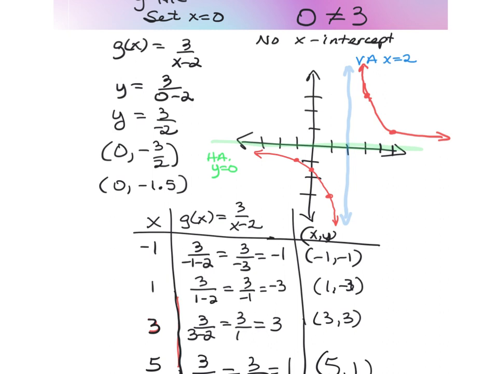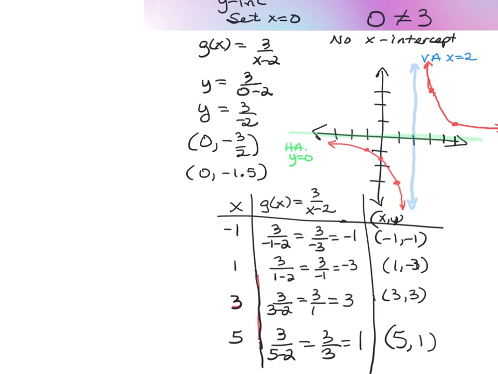Now let's talk about the domain. Remember, domain are all the x values. You should always think that the domain is all real numbers except when we have fractions. And remember, the only number that would make this undefined is when x equals 2. So that's where our asymptote occurs.